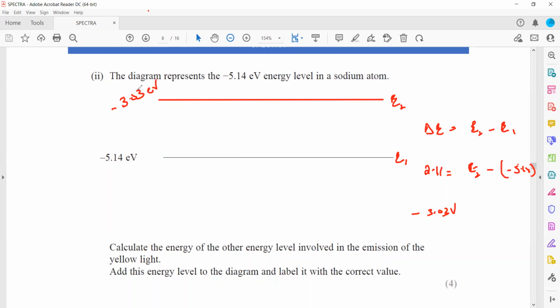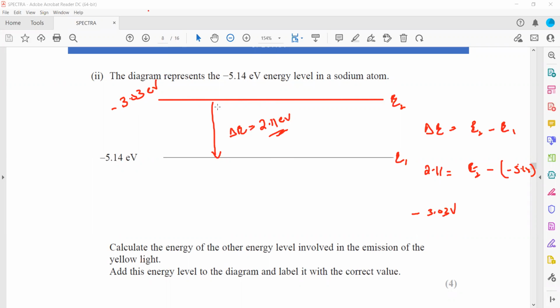Is it clear how we work out the energy of the second level? Because first, using the frequency, we work out the difference in the energy, and the difference in energy was 2.11 electron volt. So using the difference in energy, we work out the energy of the new level.